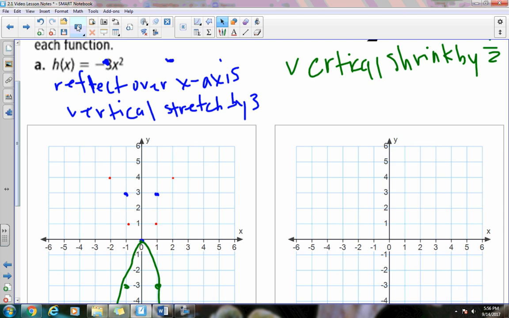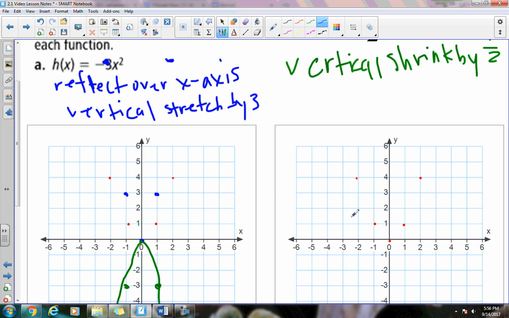So let me make this full. With red, I've got my key points from the parent function: 0, 0, 1, 1, 2, 4, negative 1, 1, negative 2, 4. And in blue, I'm going to take all the vertical distances and graph them at half of what they were.